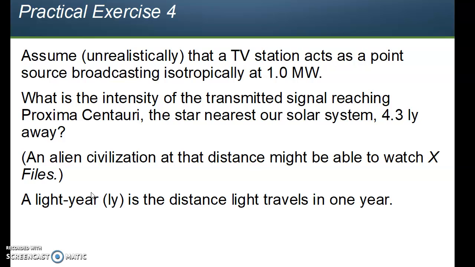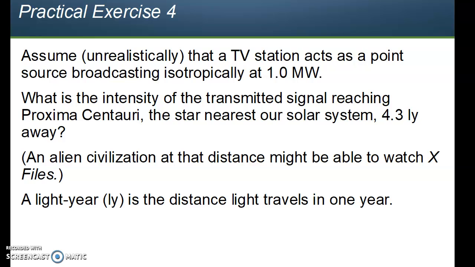Assume, unrealistically, that a TV station acts as a point source broadcasting isotropically at 1.0 megawatts. What is the intensity of the transmitted signal reaching Proxima Centauri, the star nearest our solar system, 4.3 light years away? Okay? So a light year is the distance the light travels in 1 year. And that is approximately 9.46 times 10 to the 15th meters. Okay? And so R is 4.3 light years.